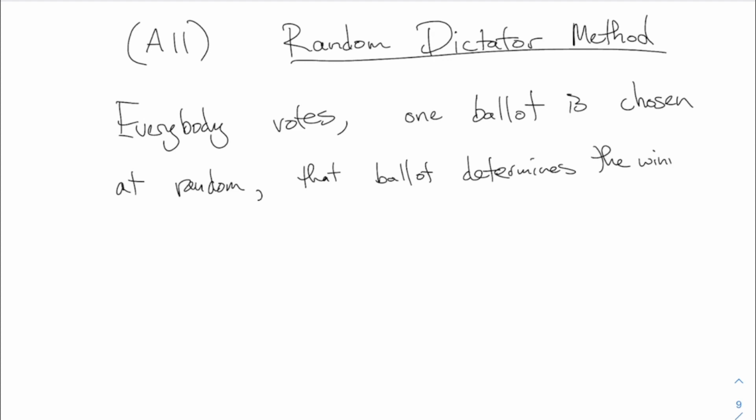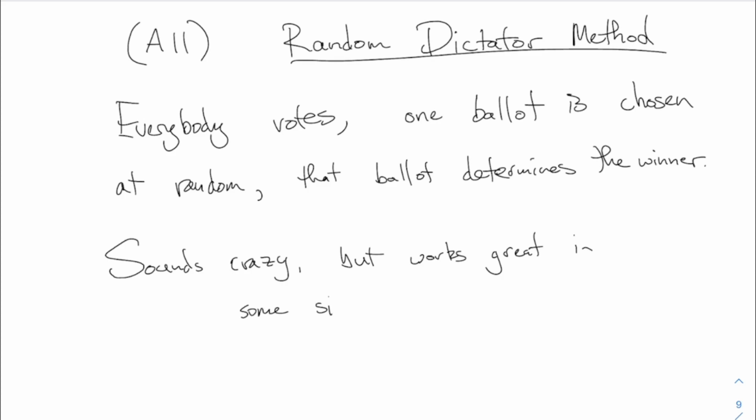This is called the random dictator method because it's as if as soon as you choose that one ballot out of the hat, that ballot becomes the dictator and none of the other votes matter anymore. It's just the one that you picked. This is the random dictator method. This sounds like a ridiculous notion, but actually this works really well in a lot of different situations. I think just because of the randomness, it sounds crazy, but it actually works great in some situations. It has very nice mathematical properties.